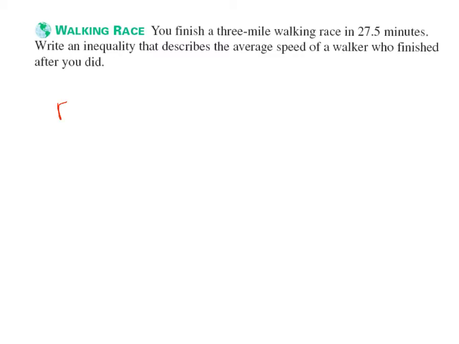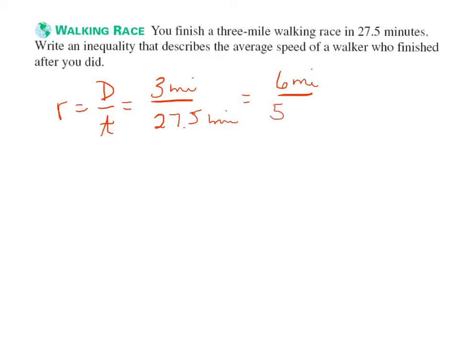So we know average speed rate is distance over time, total distance over total time, which in this case would be 3 miles divided by 27.5 minutes. And since we don't want to leave fractions or decimals within fractions, if we just double the top and double the bottom, that would be an easy way to get rid of the 0.5. So we get 6 miles over, and if we double 27.5, we're going to get 55 minutes.